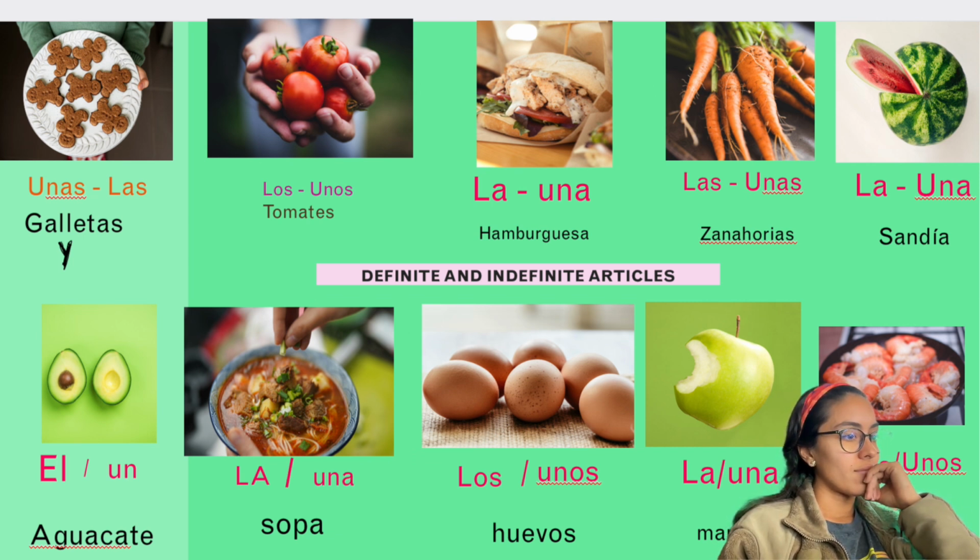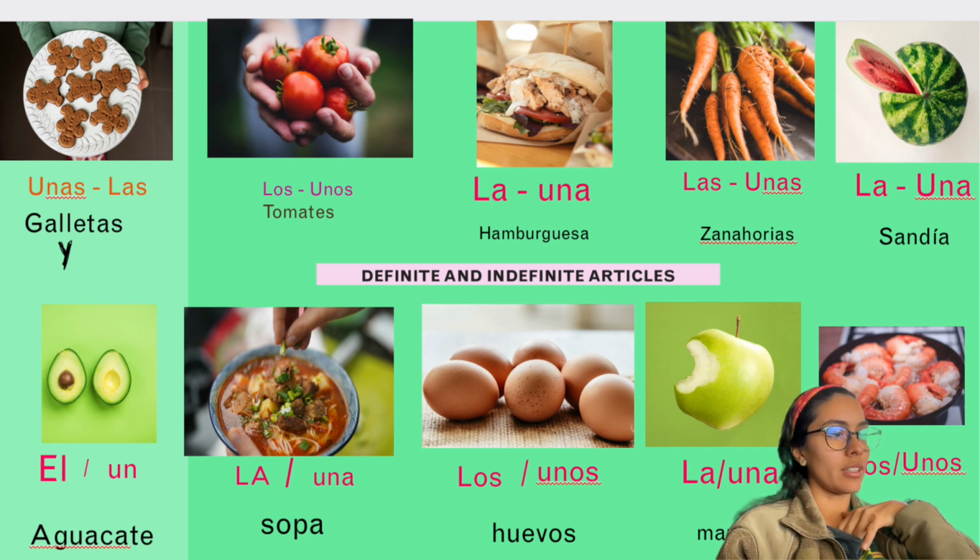Unas galletas, las galletas, los tomates, unos tomates, la hamburguesa, una hamburguesa, las zanahorias, unas zanahorias, la sandia, una sandia. Very good. Zanahorias. Better. Very good. Next one.